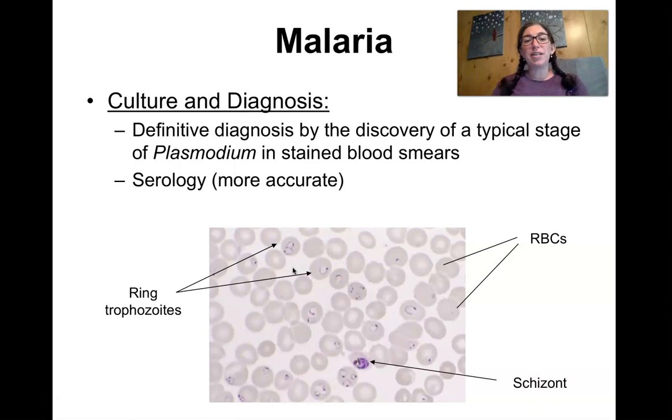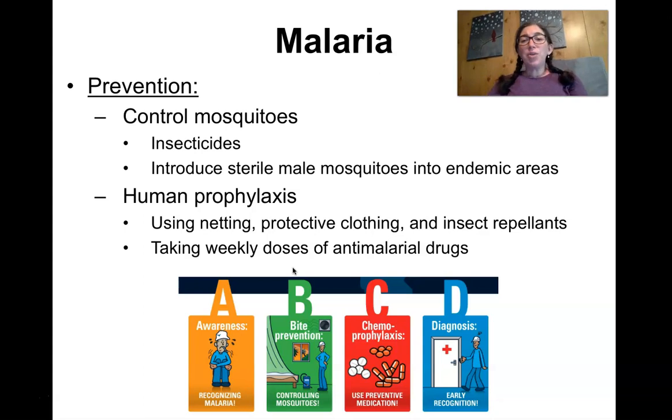Another way to test for it is doing serology, so looking for antibodies that the patient is making towards malaria. All right, so how do we prevent malaria? Well, there is no vaccine for it. There are drugs that you can take, and a lot of travelers will take them as prophylaxis. So you take anti-malarial medications when you travel to malaria endemic regions so that you don't get infected. Those same drugs can be used as treatment for malaria as well, but better to use them as prophylaxis first.